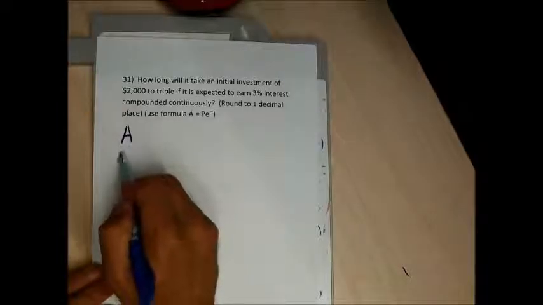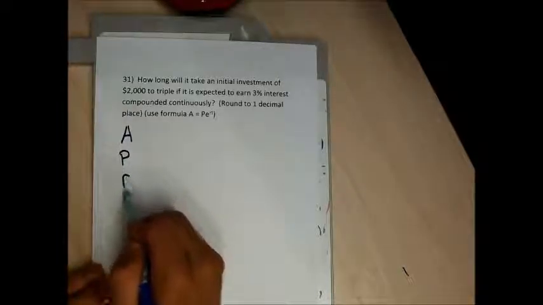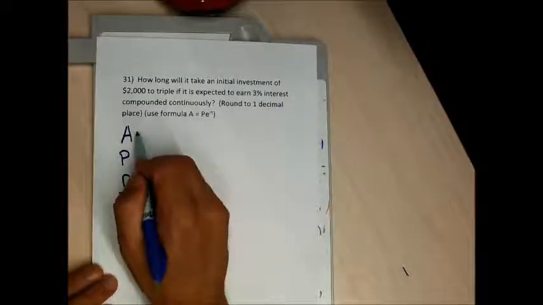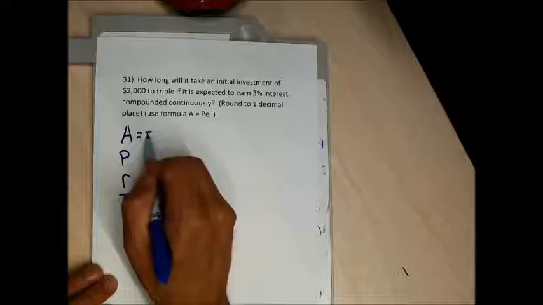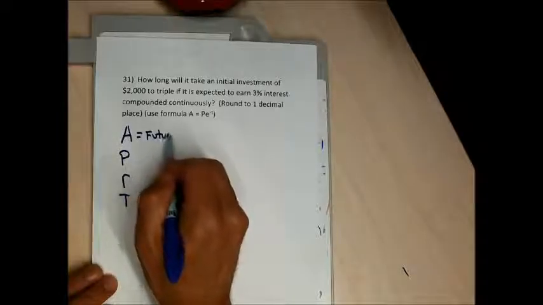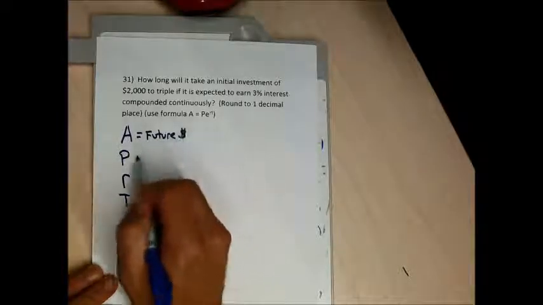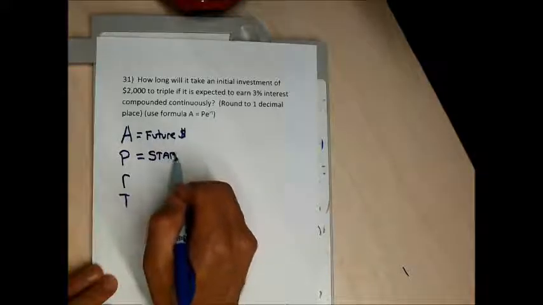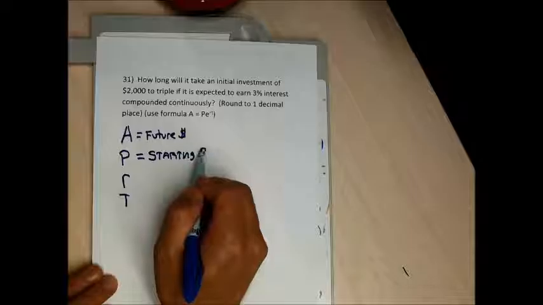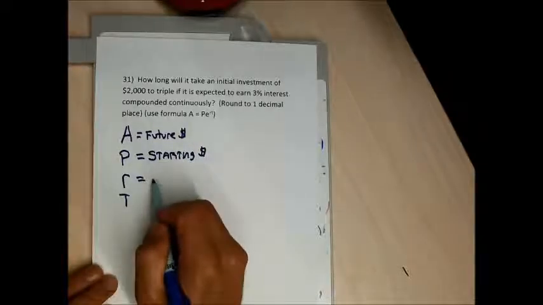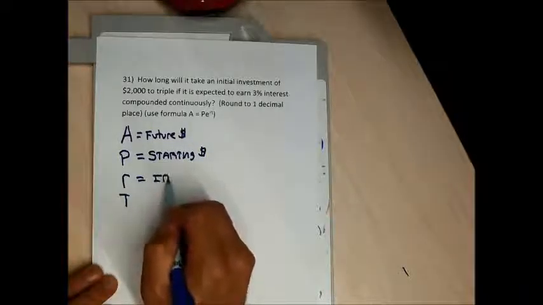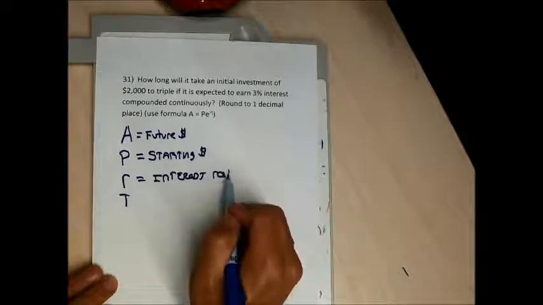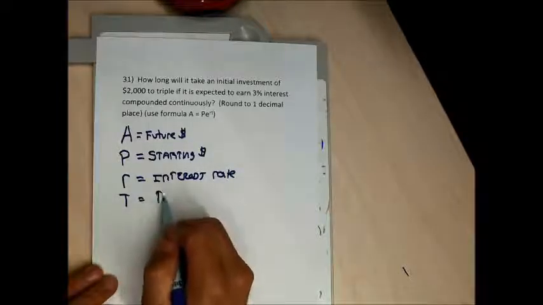It's talking about money, and the money formula that we're going to use is A equal to P e to the RT, where A is the future amount of money, P is the starting amount of money, R is the interest rate as a decimal, so if it's a percent I need to make it into a decimal, and the T is the time in years.